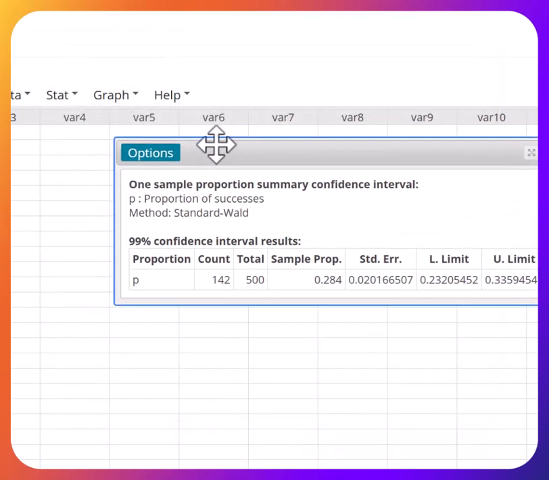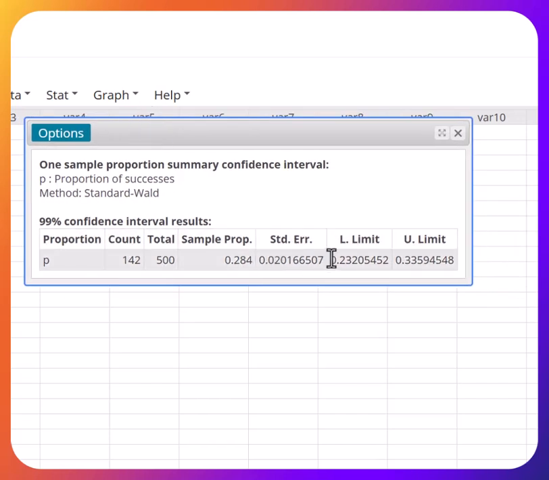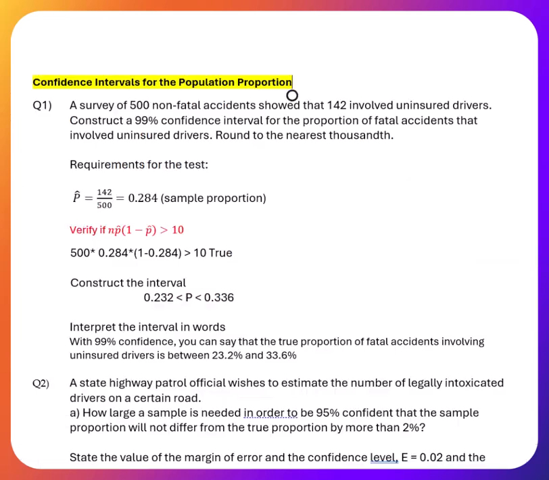And let me show you the interval right here. This is the lower limit, 0.232. And this is the upper limit. If you round to 3 decimal places, it will be 0.336. Let me take you back to the document and show you what we have. It's P; you don't put p-hat, since we already know p-hat. It's about the population proportion: 0.232 is less than P, and P is less than 0.336.